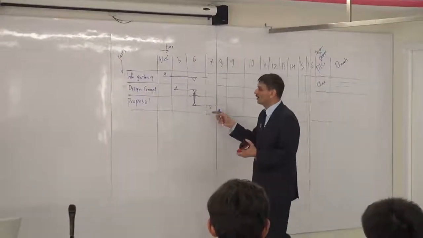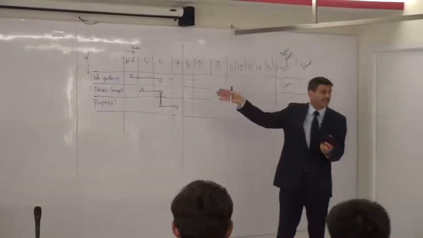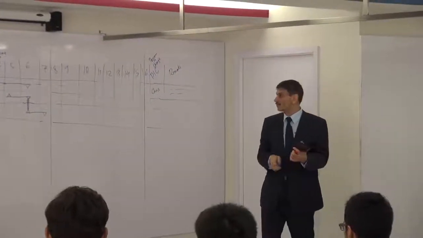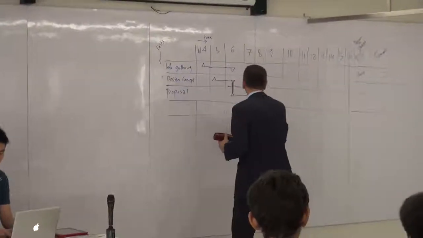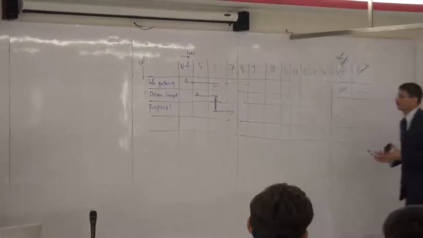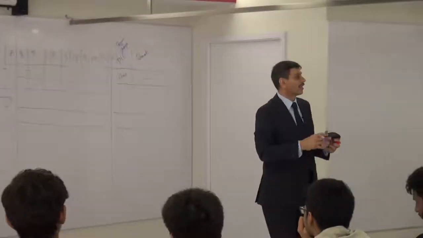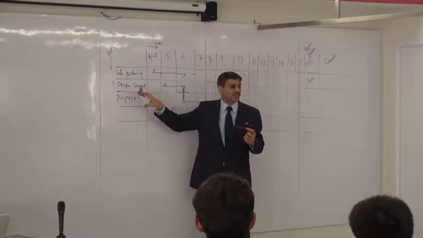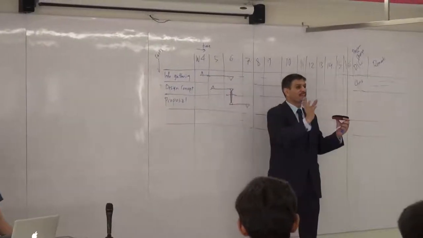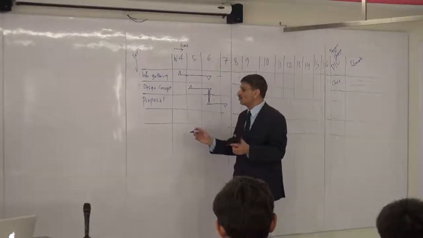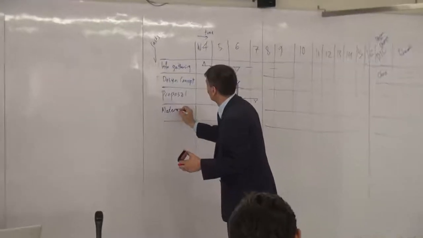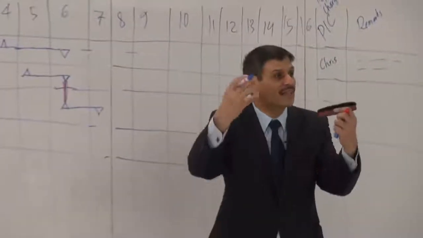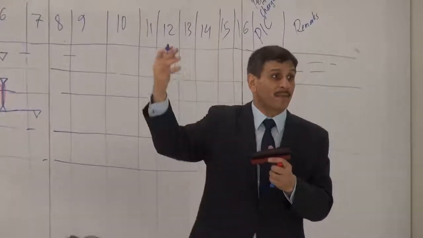So let's say our proposal is complete and approved by, let's say, week seven or week eight. So it's approved. What would be the next stage? Talking about our robot. Yes? Materials acquisition. So now the lecturer has accepted it's going to be four wheels. I will be using this kind of motors and so on. So material acquisition.